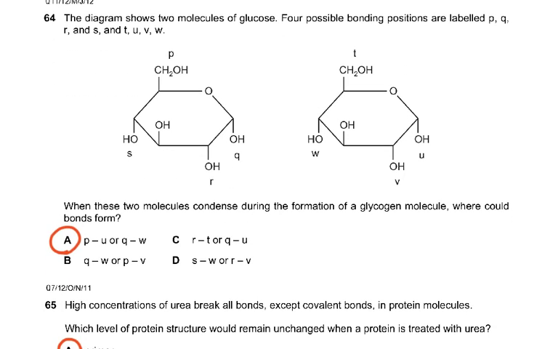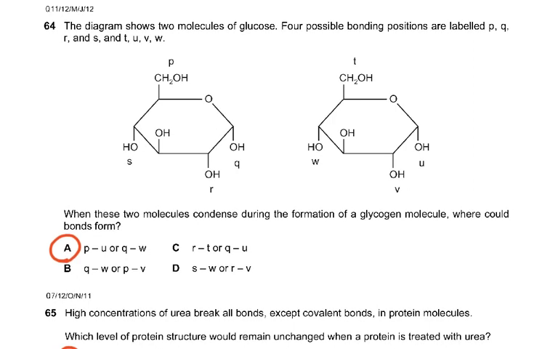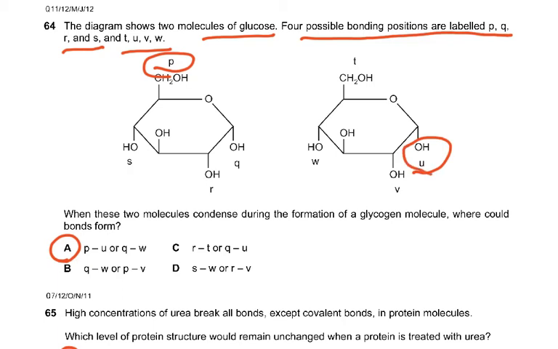Then 64. The diagram shows two molecules of glucose. Four possible bonding positions are labeled P, Q, R, and S, and T, U, V, W. When these two molecules condense during the formation of a glycogen molecule, where would bonds form? So P, U, P and U. So P is here, and where is U? U is here.